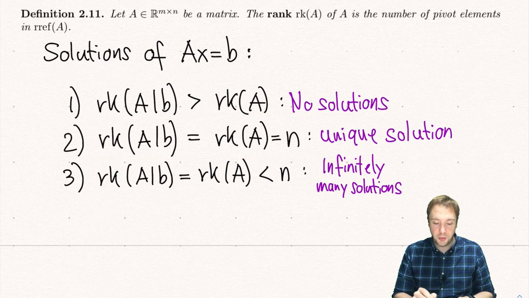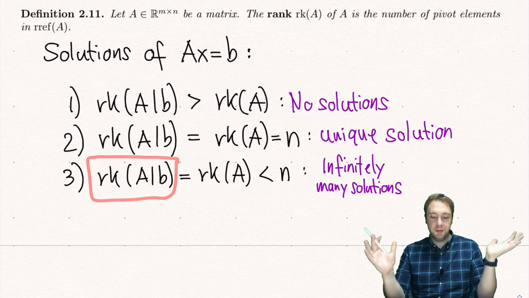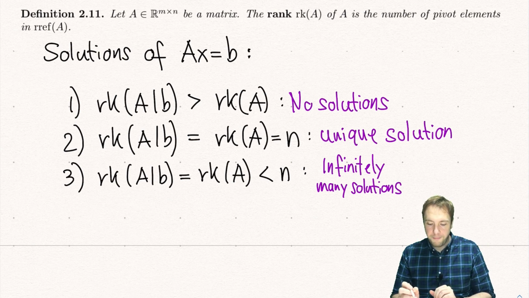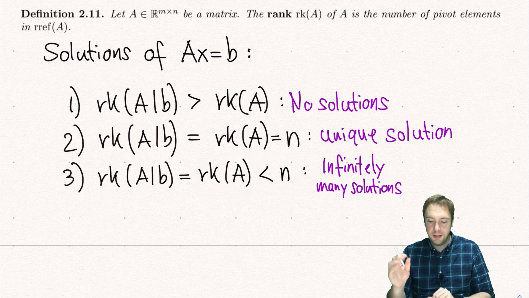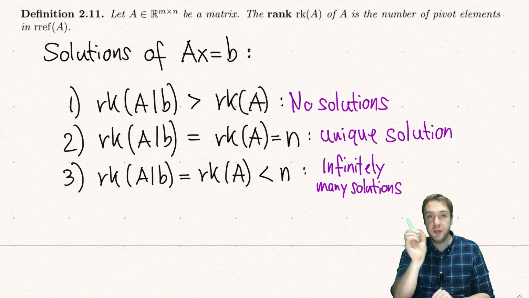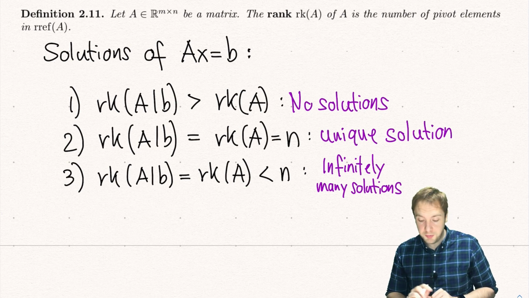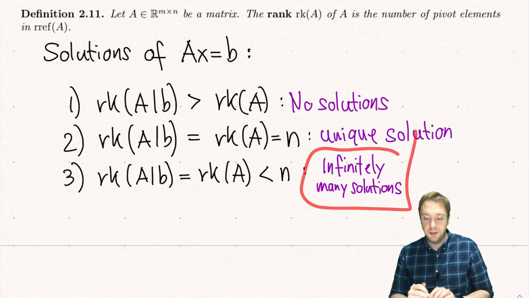But if the rank of the augmented matrix is the same as this, but everything is smaller than the number of columns of B, then there are some spaces in between, so there are free variables, and this means we have infinitely many solutions.